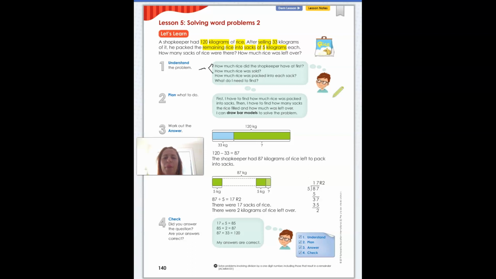I can draw a bar model to solve the problem. So this here is my total of 120 kilograms. And then this is the 33 kilograms that's sold. Remember up here, I said I'm going to have to take 120, so do 120 take away 33. And that's exactly what we have here.